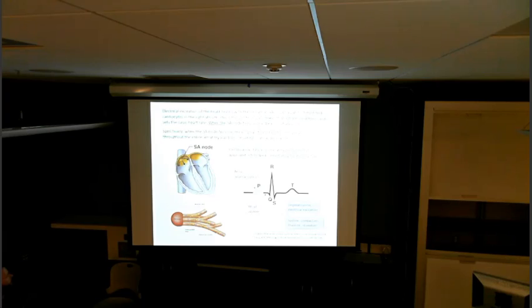All four chambers would contract at once, and that's not the most efficient way to pump blood through the heart. You want the atria to contract first, so it sends all the blood down to the ventricles. Then, once that blood is there, you want the ventricles to contract. So you want a delay between those two.